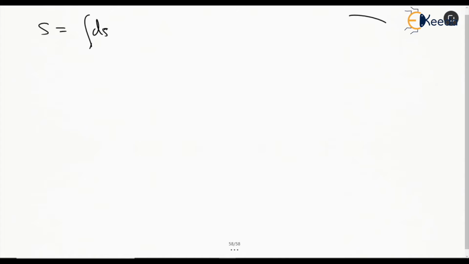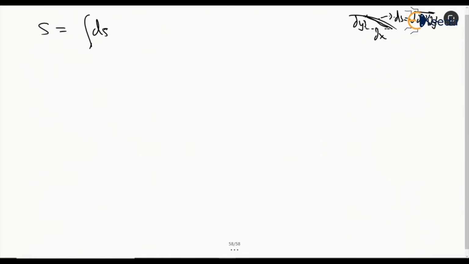Let's say this is the curve. If you take an elementary part, this is going to be dx and this is going to be dy. For a small part, we can consider this to be a straight line, and this straight line, as per the Pythagoras theorem, can be given as ds is equal to under root of dx square plus dy square, as we have written in the previous expression.